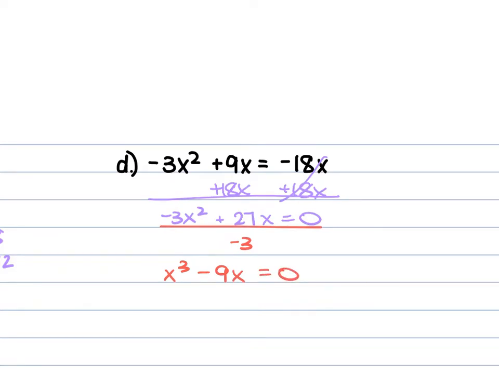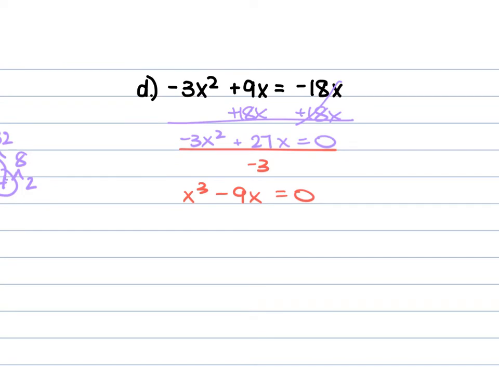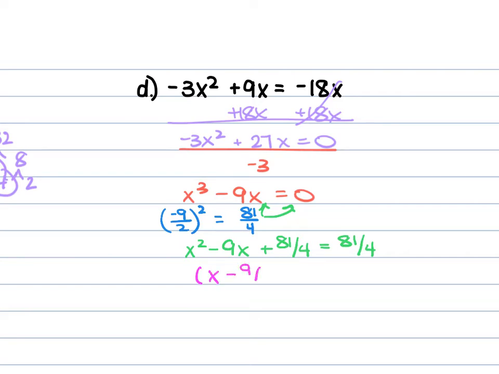We're going to take that b term, which is negative 9, divide it by 2, square it. That's going to give us 81 over 4. Add that to both sides of your equal sign. So we're going to have x squared minus 9x plus 81 over 4 is equal to 81 over 4. Factor your left, square root your right. You don't have to add anything, so you're going to square root after that. So when you factor your left side, we have x minus 9 over 2 squared is equal to 81 over 4.